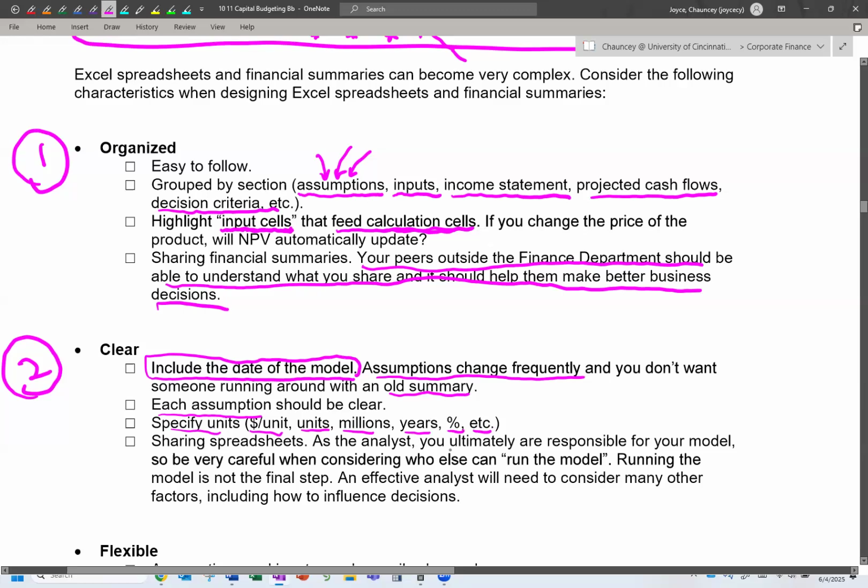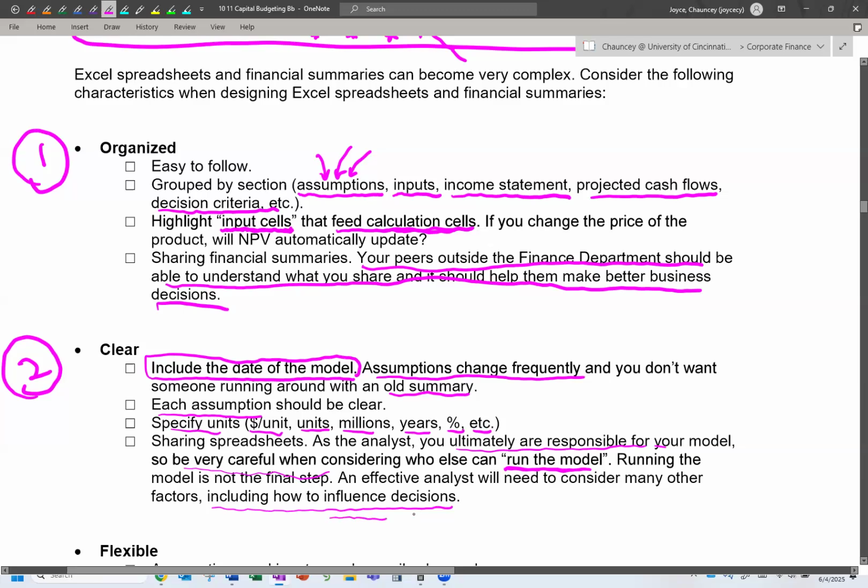When you share spreadsheets, you ultimately are responsible for your model. So be careful when you consider who else can run the numbers, run the model. Running the model is not the final step. An effective analyst will need to consider many other factors, including how to influence decisions.